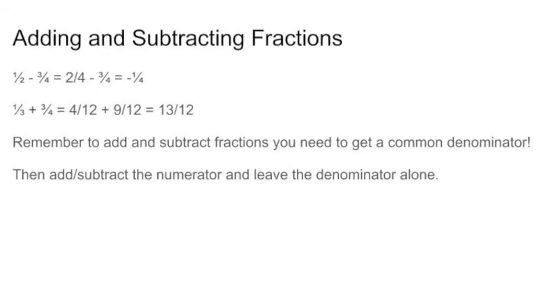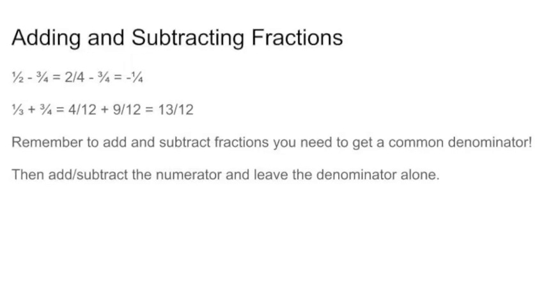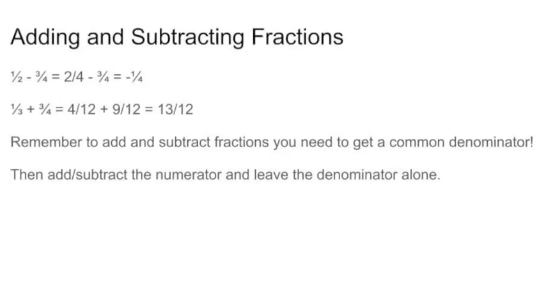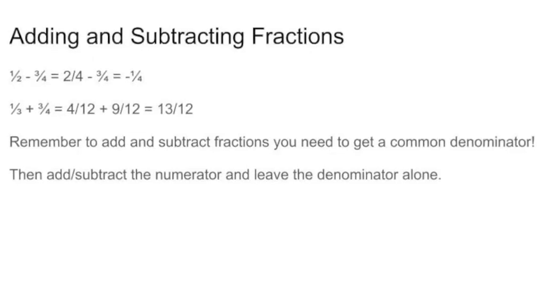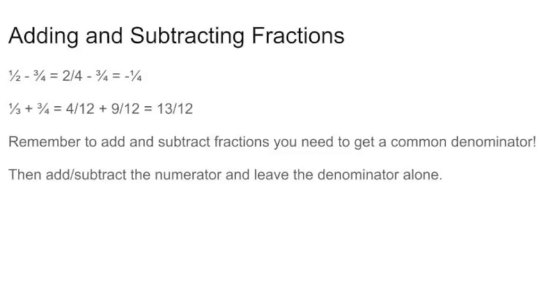Okay, and then let's look at our second example of 1/3 plus 3/4. Neither 3 nor 4 goes into the other, so we have to find the common multiple that both of those go into. It happens to be 12. So I have to multiply 3 by 4 to get that. So 1 times 4 is 4, 3 times 4 is 12, so we have 4/12. And I have to multiply 4 by 3 to get 12. So 3 times 3 is 9, 4 times 3 is 12. So we have 4/12 plus 9/12, which is 13/12.